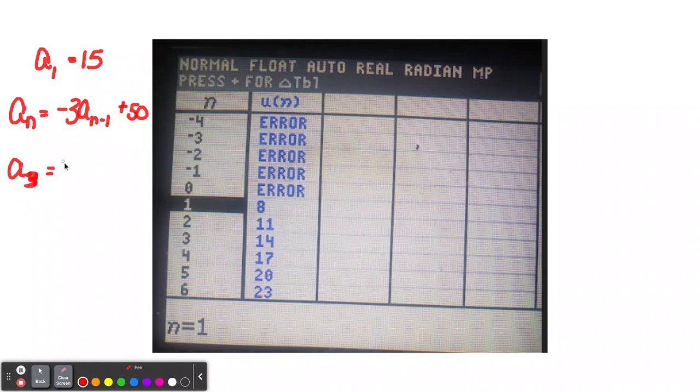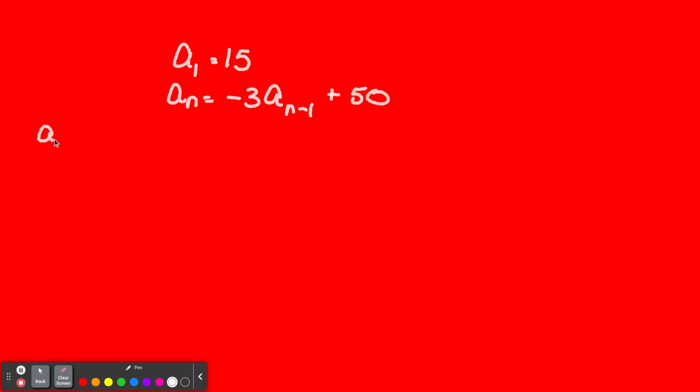Well, you can do this on paper with your number 2 pencil, or you can do it on the calculator. So try that. Pause the tape, try to do it on the calculator, follow the steps, see what you get. And you should be able to do this on paper also. So if the first term again is 15, and then we have this formula here, negative 3 an minus 1 plus 50, we know that the first term is 15 because it's given.